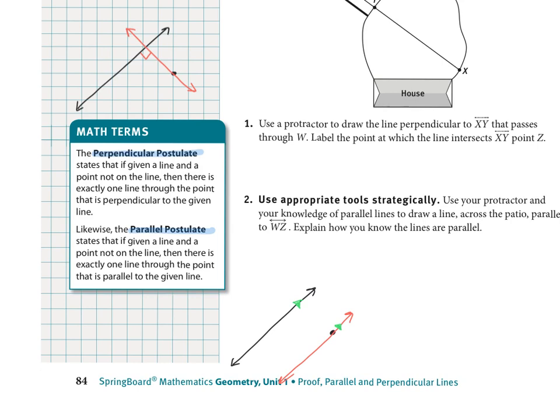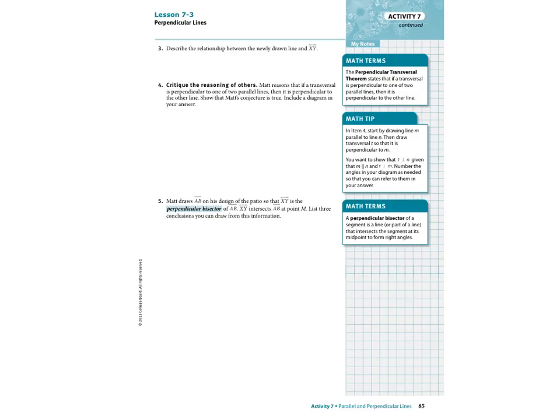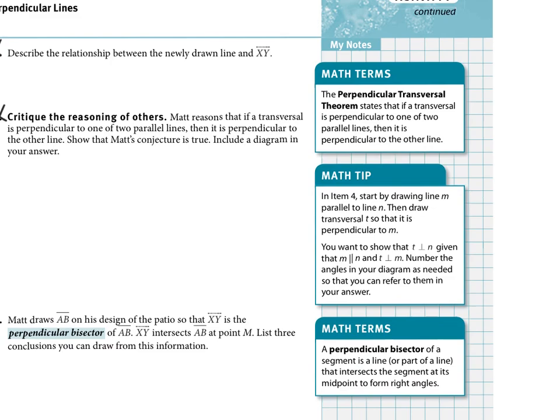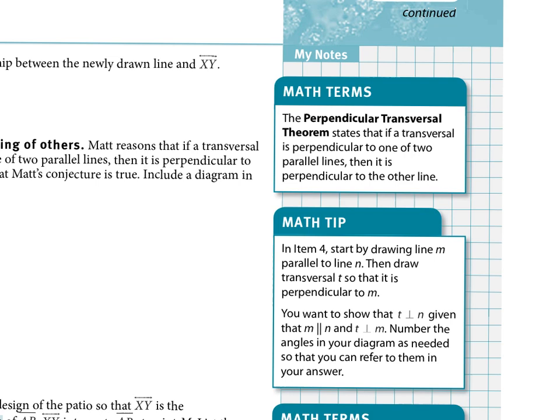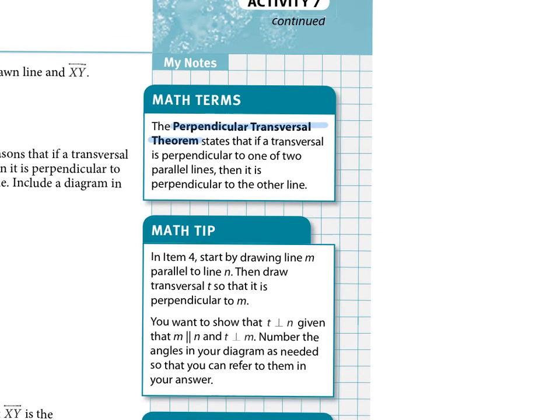Let's go ahead and go to our next page, because remember, we are skipping numbers 1 and 2. On the next page, again, we're not going to look at numbers 3 and 4. What we're going to do is look in the margin. If I zoom into the margin, I can see I have another definition that I'm working with. This one is focusing on the perpendicular transversal theorem. It says the perpendicular transversal theorem states that if a transversal is perpendicular to one of two parallel lines, then it is perpendicular to the other. Let's go ahead and draw this type of visual.